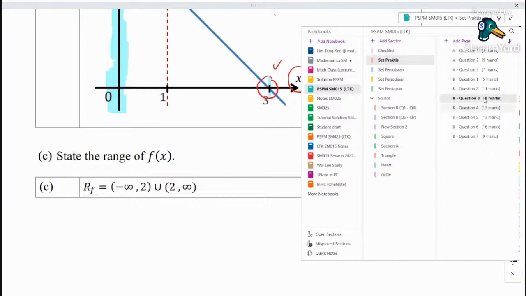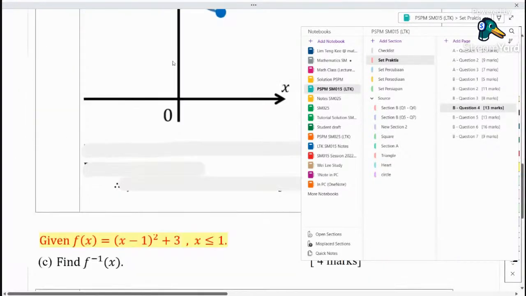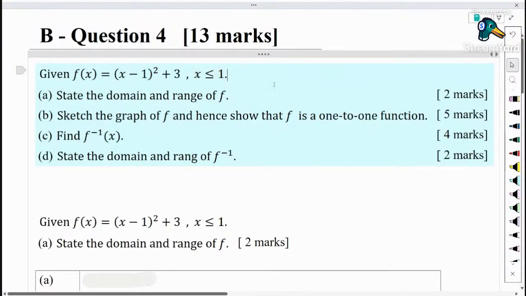Continue. Question 4 in section B also regards chapter 5, and let's see how we solve these questions. These questions are dealing with quadratics. In this paper, there's no exponent or trigo function being set. Maybe in some other set we'll have. Anyway, let us see how to solve these questions.